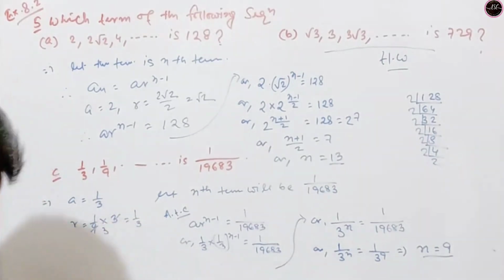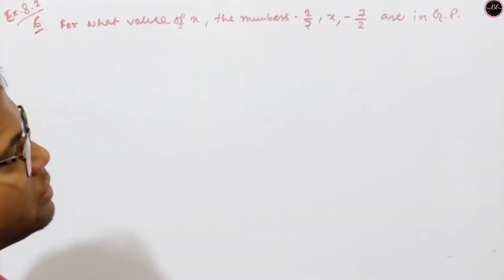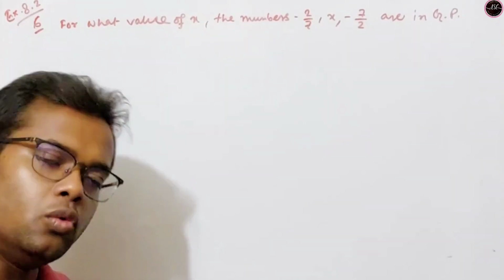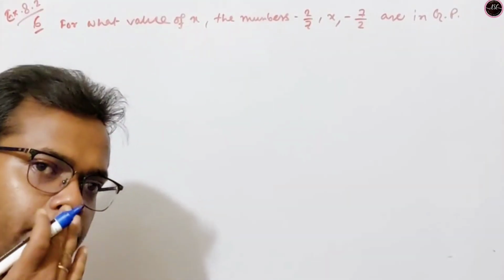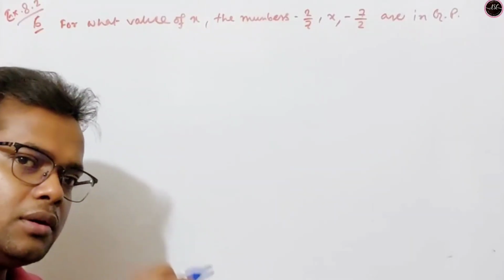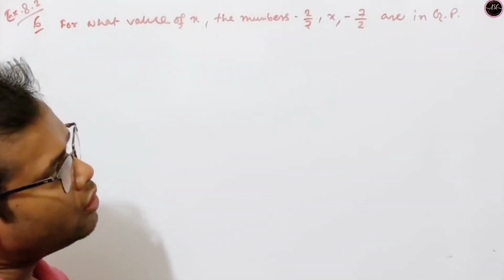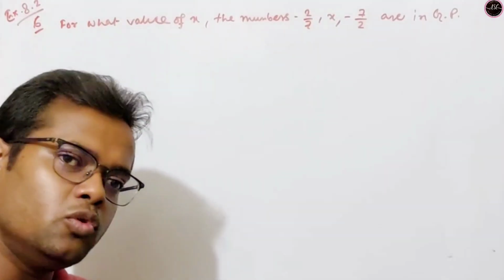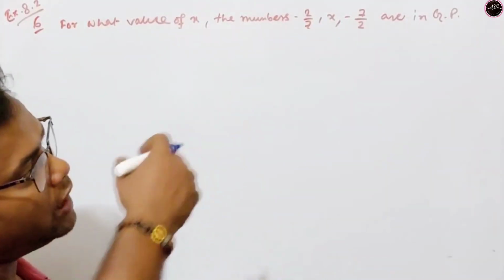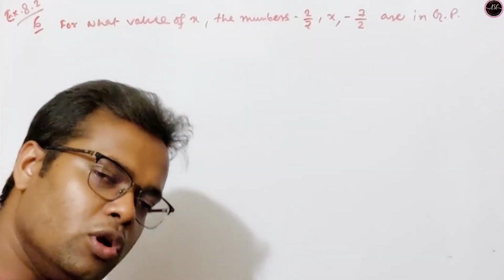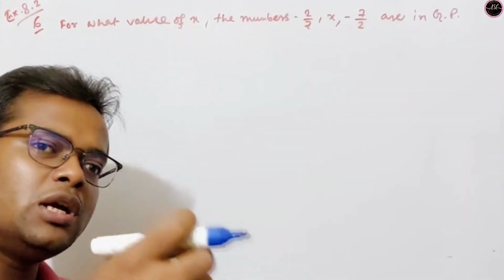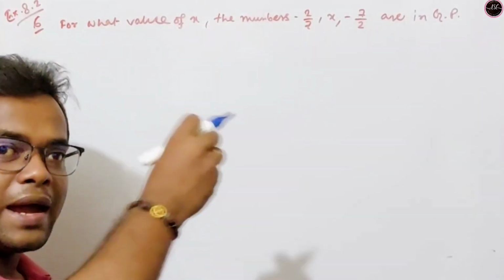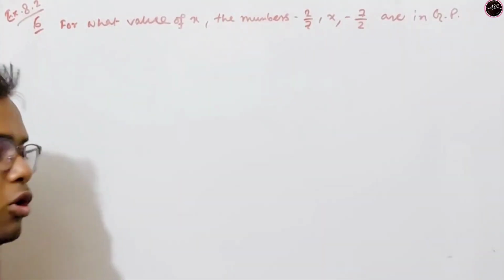Okay, clear? Question: for what value of x are the numbers -2/7, x, -7/2 in GP? We know how to find the common ratio from the terms of a GP. Here, if you divide the second term by the first term, we get the common ratio. You can divide the third term by the second term, you also get the common ratio. If the common ratios are the same, then those terms are in GP. So we apply that process in this problem. Okay, just look.